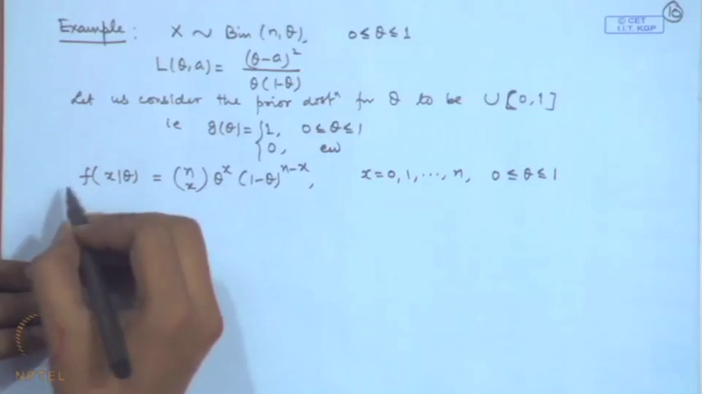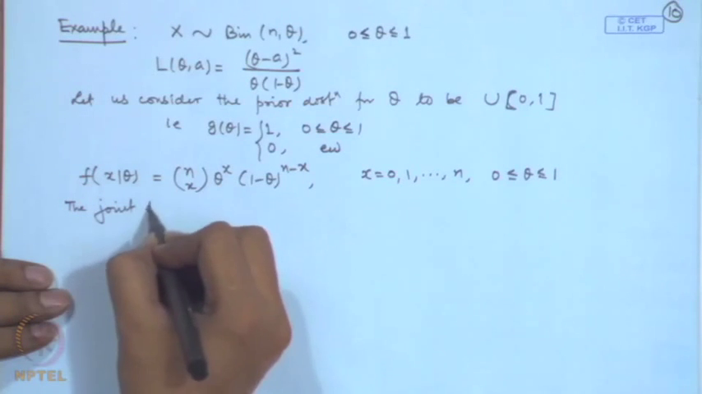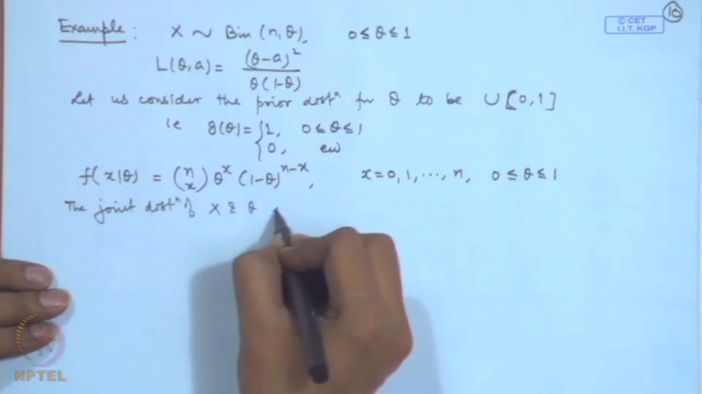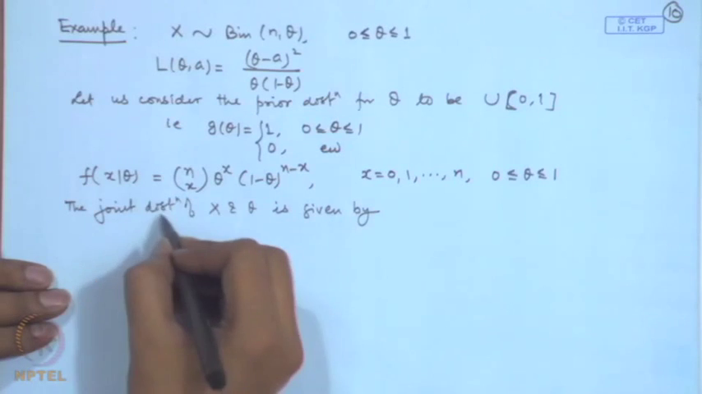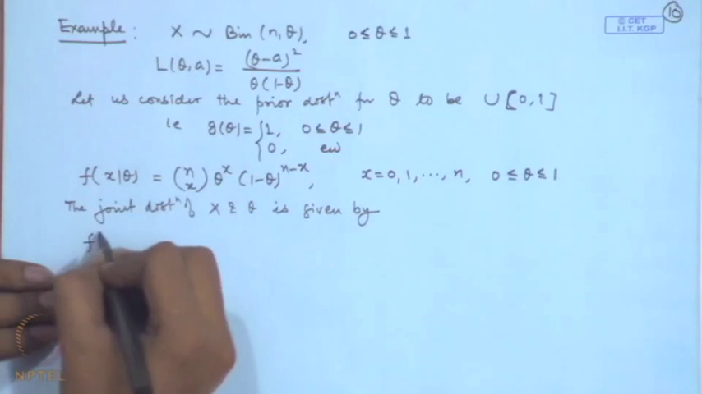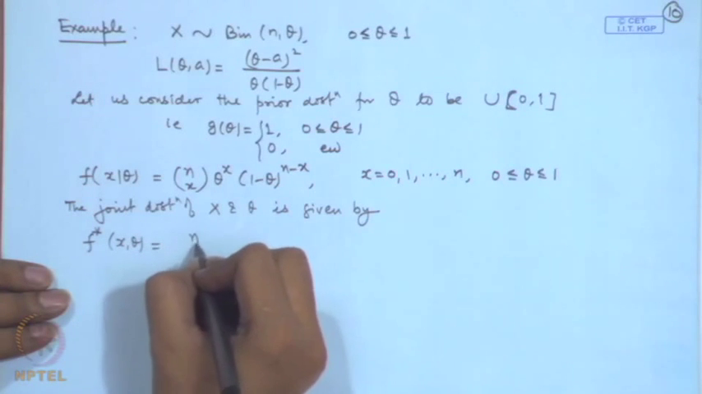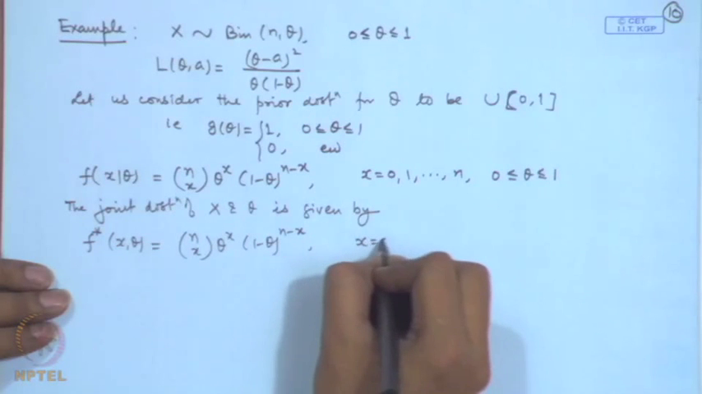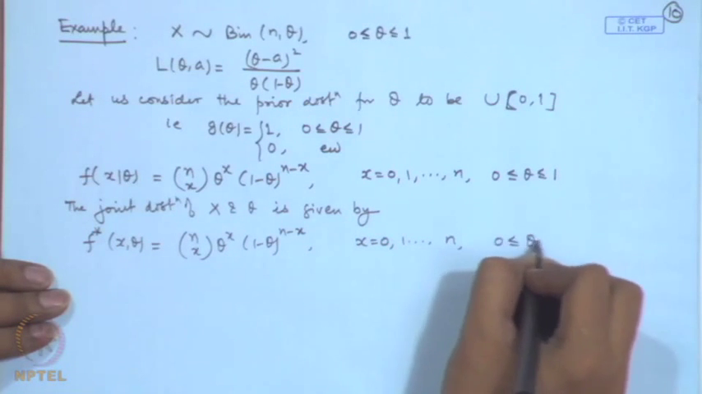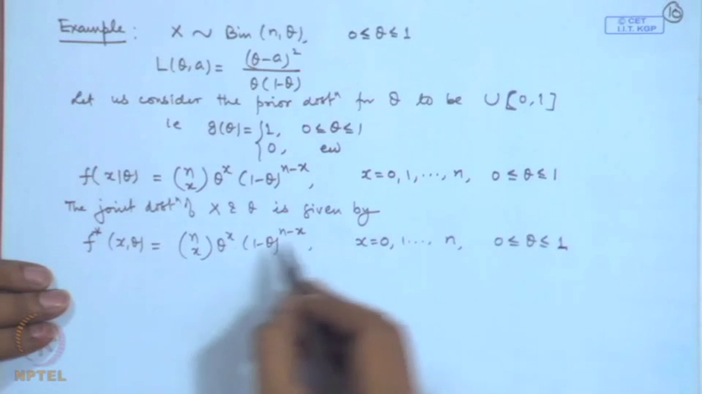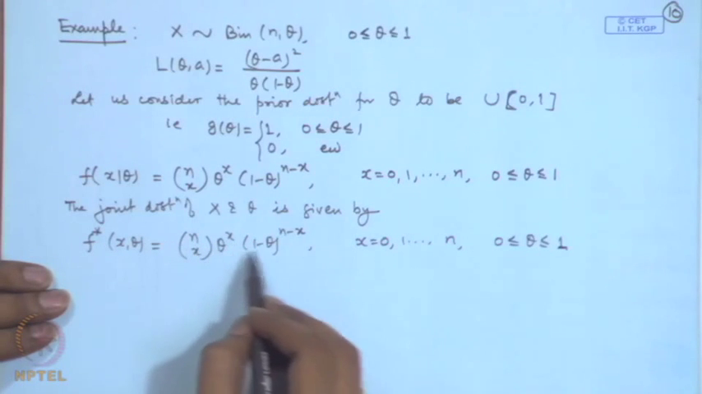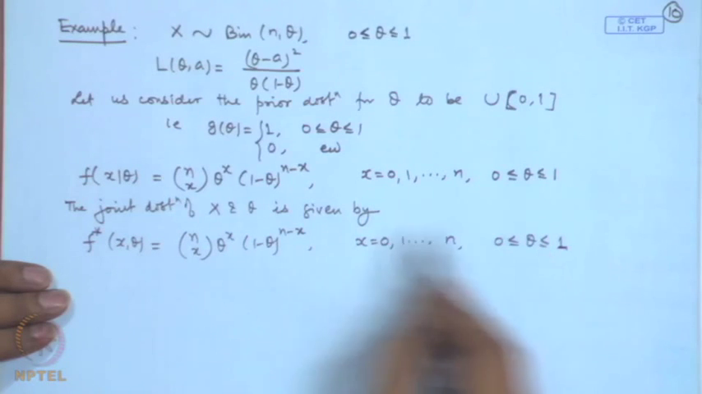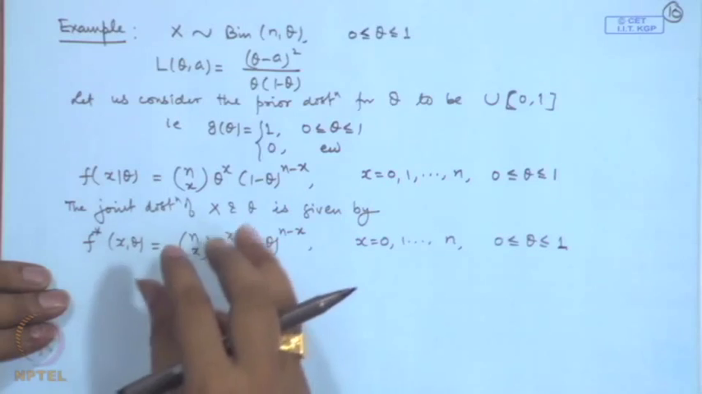Nevertheless, we write in the same way the joint distribution of X and theta. I will not call it a density function because this part is not a density function. f star of x, theta is equal to n c x theta to the power x into (1 minus theta) to the power n minus x for x equal to 0, 1 to n and 0 less than or equal to theta less than or equal to 1. Note here that if I sum with respect to x, and then integrate with respect to theta, I will get 1. So, this is a proper probability distribution, but this is known as a mixture kind of thing, because here x is a discrete variable, theta is a continuous variable.